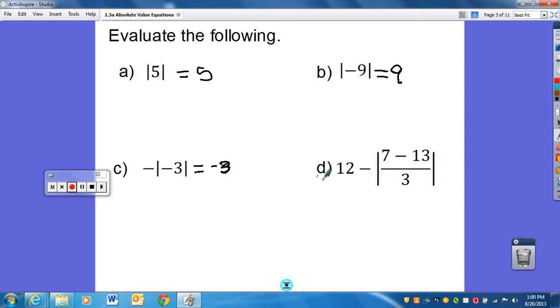In the next example, we have a problem. So we have 7 minus 13, and we're going to do that inside the absolute value first. 7 minus 13 is -6. And then we will take our -6 and divide that by 3, which is -2. We'll finish up by saying that the absolute value of -2 is 2, and 12 minus 2 would be 10.